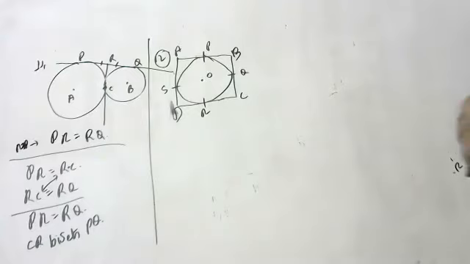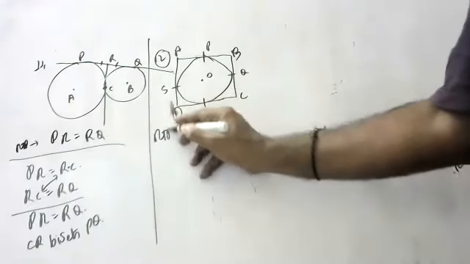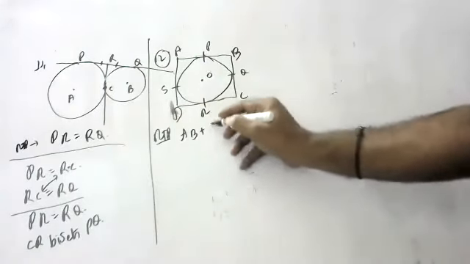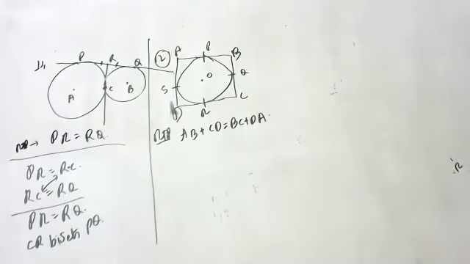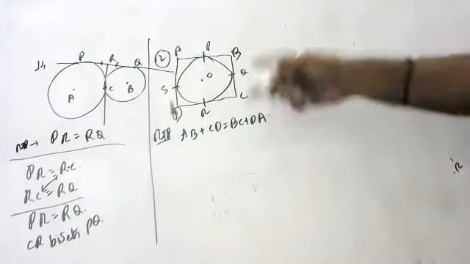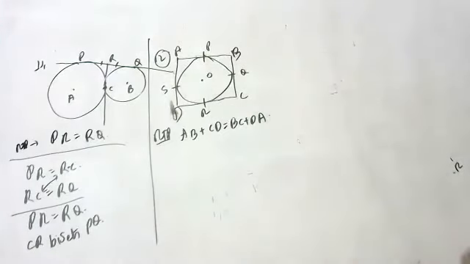Okay, so what is the required proof? The required proof is AB plus CD is equal to BC plus DA. That's it, children. AB plus CD is equal to this side plus this. Very easy sum.